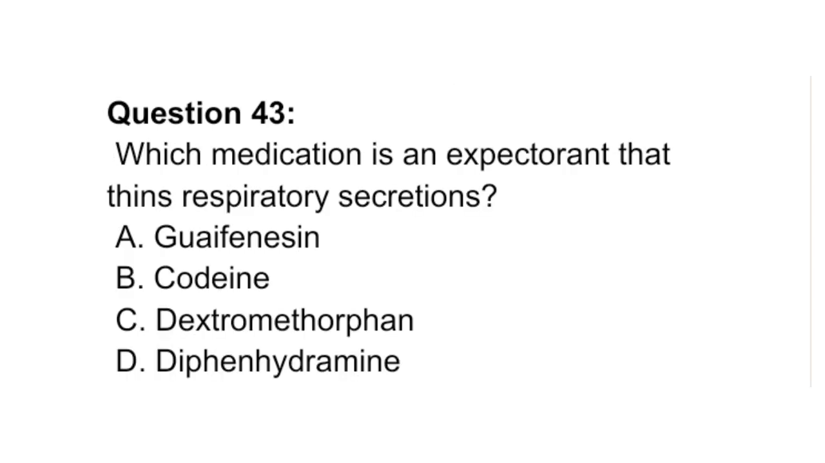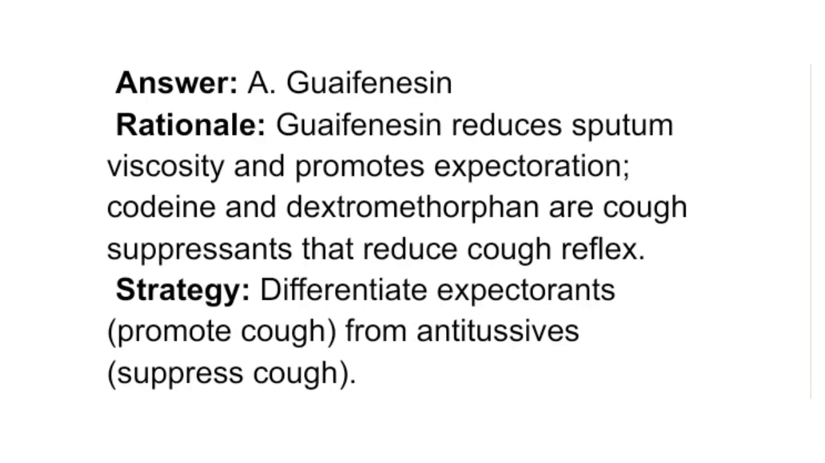Question 43. Which medication is an expectorant that thins respiratory secretions? A. Guaifenesin. B. Codeine. C. Dextromethorphan. D. Diphenhydramine. Answer: A. Guaifenesin. Rationale: guaifenesin reduces sputum viscosity and promotes expectoration. Codeine and dextromethorphan are cough suppressants that reduce the cough reflex. Strategy: differentiate expectorants, which promote cough, from antitussives, which suppress cough.